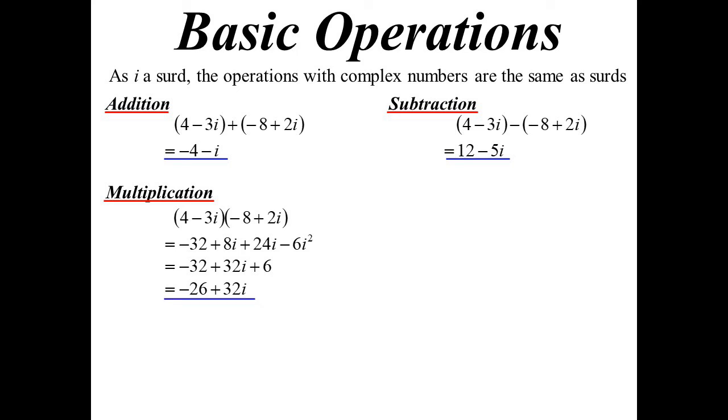You don't normally write down the minus 6i squared. After a while, you'll get used to looking at it and going, oh, well, that's 6. In fact, you could probably look at it with the minus 32 and go straight to minus 26 plus 32i.